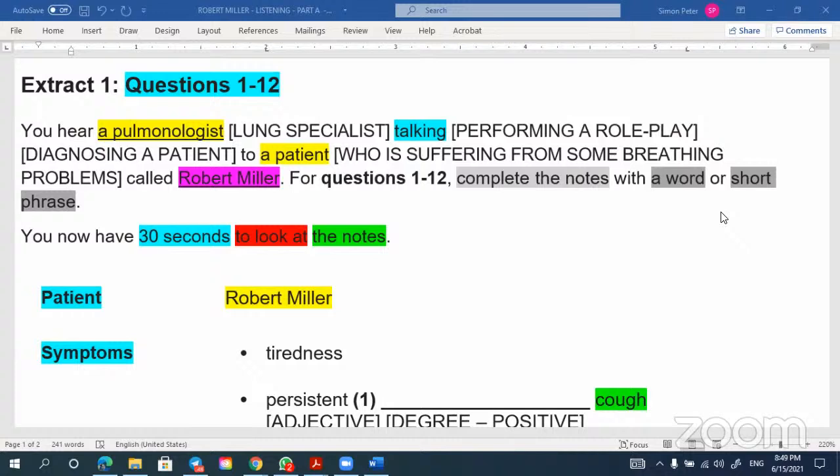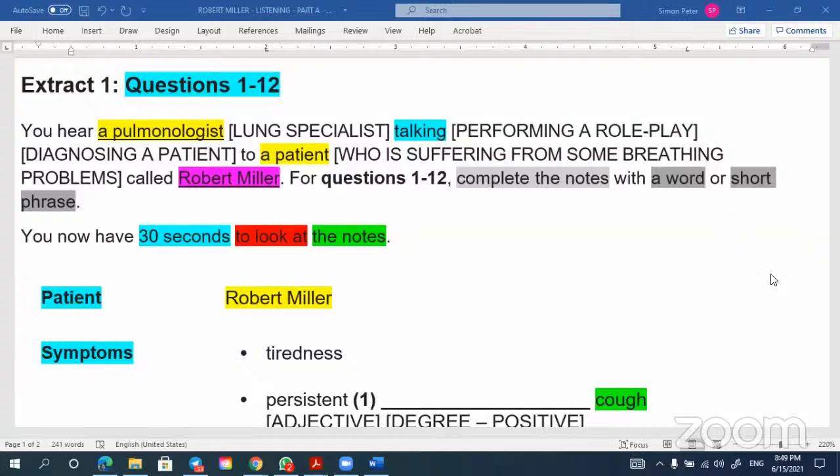Good morning, Mr. Miller. Now, looking at your notes, I see you've been having a few problems recently. Could you tell me a little about what's been happening in your own words? Well, yeah, it's a combination of things, really. To kick off, I feel pretty tired most of the time. Just haven't got the energy I used to have.